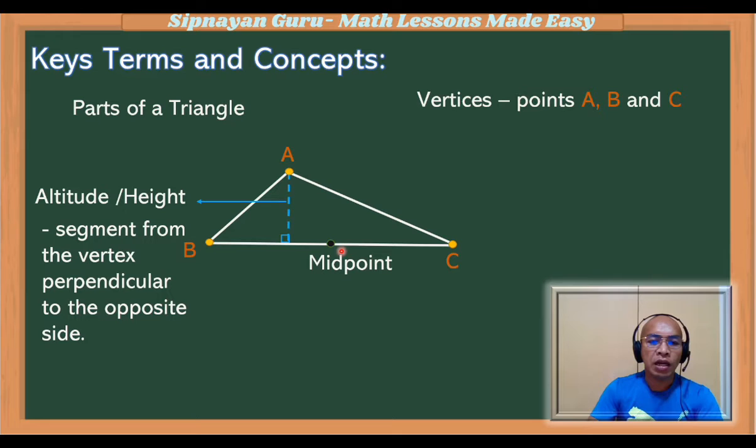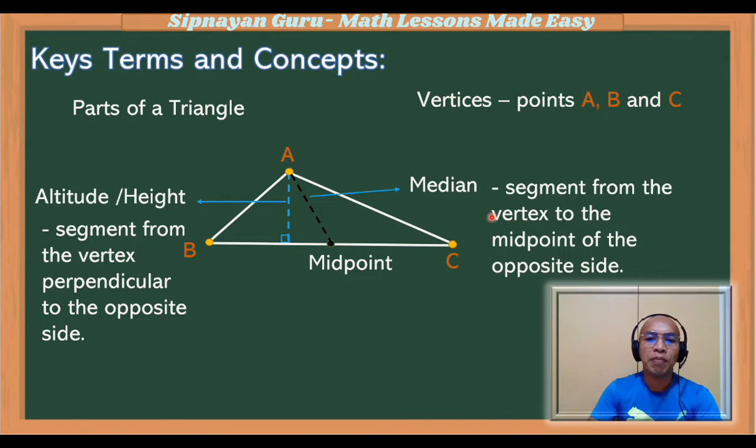Suppose we have a point here, and this is the midpoint. This midpoint divides this segment into two equal parts. So if we have another segment that connects the vertex and the midpoint of the opposite side, this segment is called the median.